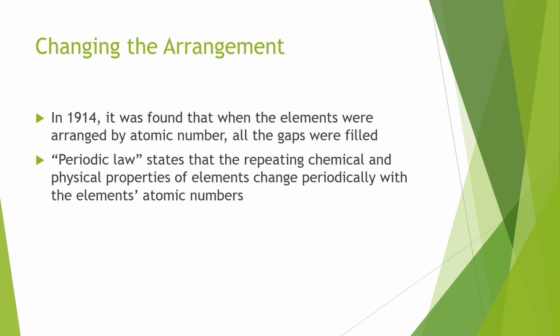Fast forward a few decades, in 1914, it was found that when the elements were arranged by atomic number, all those gaps that were there were filled. So instead of by mass, we're now looking at atomic number, which remember is the amount of protons inside of an element. So the periodic law now states that the repeating chemical and physical properties of elements change periodically with the element's atomic numbers. So we find that now that we have arranged by atomic numbers, those gaps are filled in, but we still have that periodic repeating pattern that's more consistent than it was when we were looking at it with atomic mass.